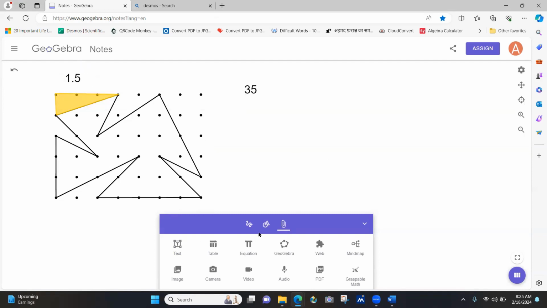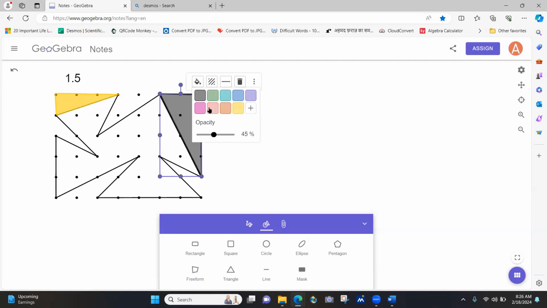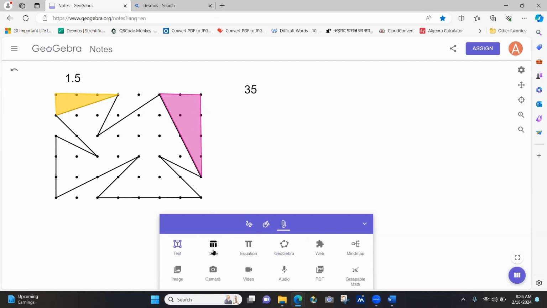Then I'm going to find the area of this right triangle. This right triangle has an area of, the whole rectangle is 4 by 2, which is 8, divided by 2. That's going to be 4. Let's write it down somewhere. This is 4. I'm going to put it inside if I can.